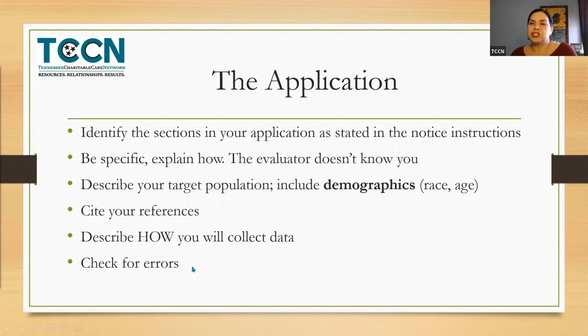And finally, always check for errors. Make sure that there are no typos, that there are no errors in your calculations, because depending on how strict the funder is, it could even disqualify you just because of a mathematical error. In other cases, it may just take points off, but in some instances, like with the federal government, they just disqualify you.